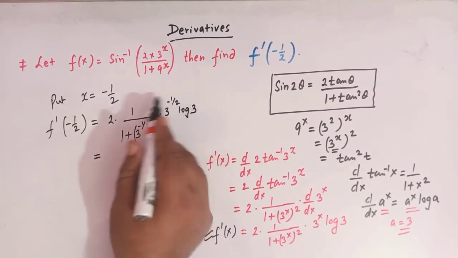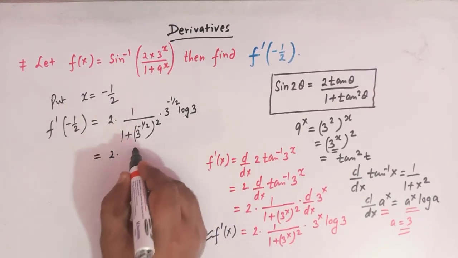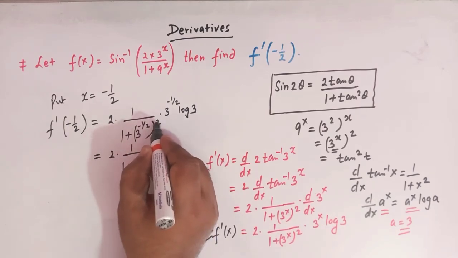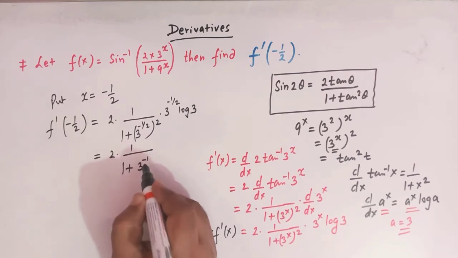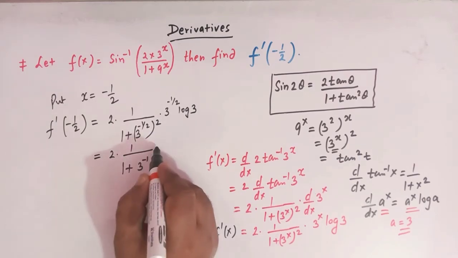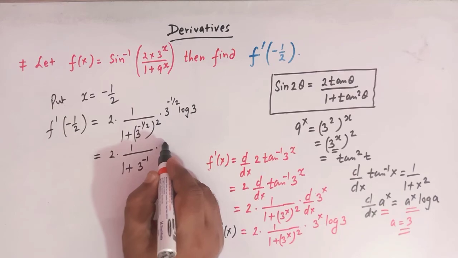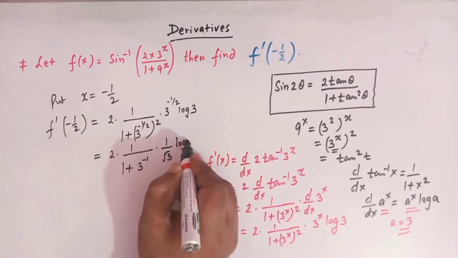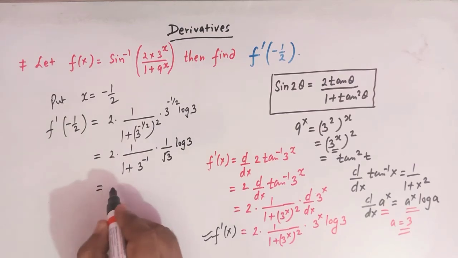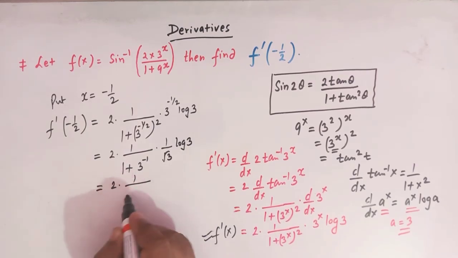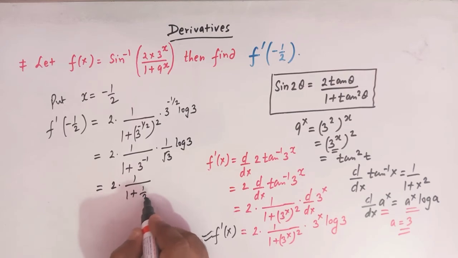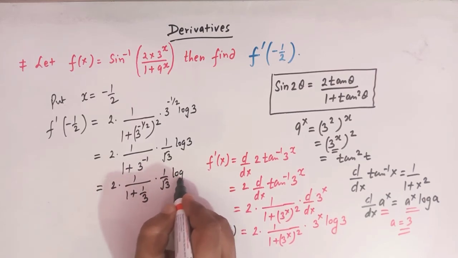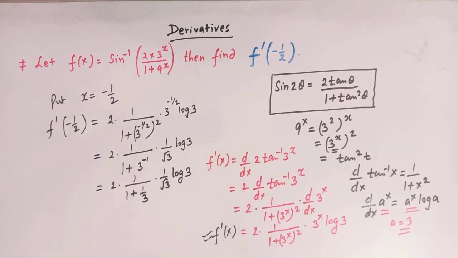So now let us simplify it. So we have 2 times 1 over 1 plus 3 raised to, here 2 and 2 get cancelled, so we are left with 3 raised to minus 1, and here 3 raised to minus half can be written as 1 over root 3. This is log of 3, right? So now we can easily simplify it. So this is 1 plus 1 over 3. Here we have 1 over root 3 log of 3, right?